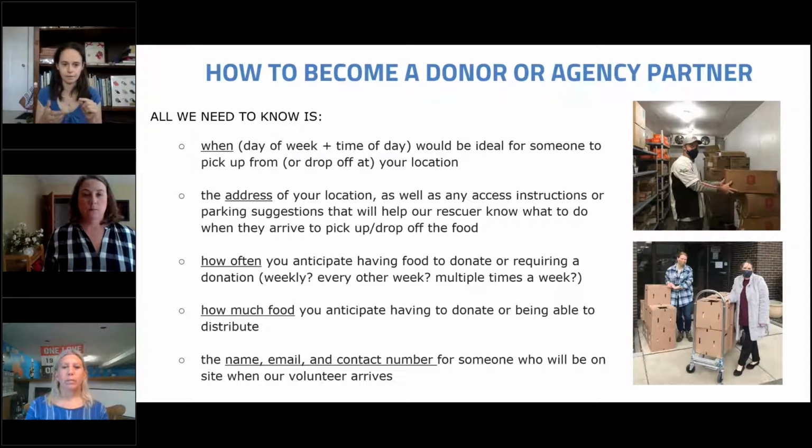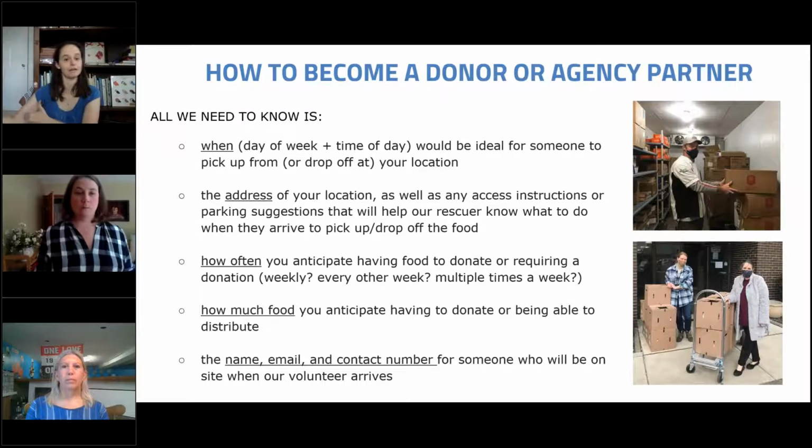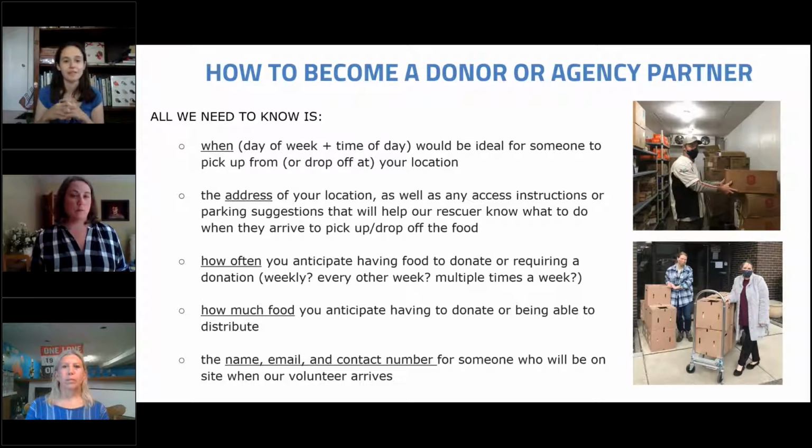And that helps, I think, manage questions about how often a donor might have food, but also how much food. Because once you start realizing how much of your food really can go into recovery, things can change. So people who think that they are only going to be able to do a monthly donation start realizing biweekly works just fine, or something like this.